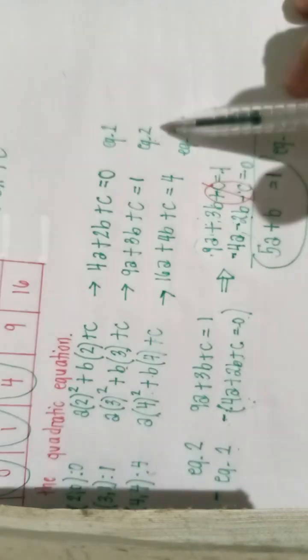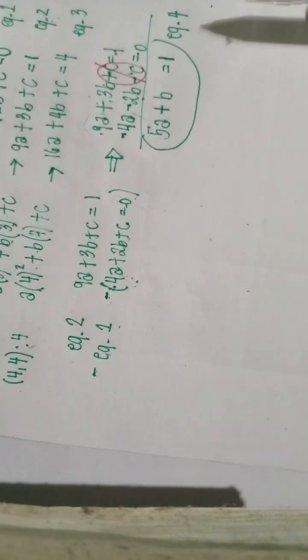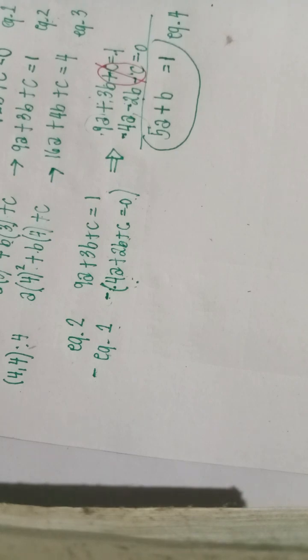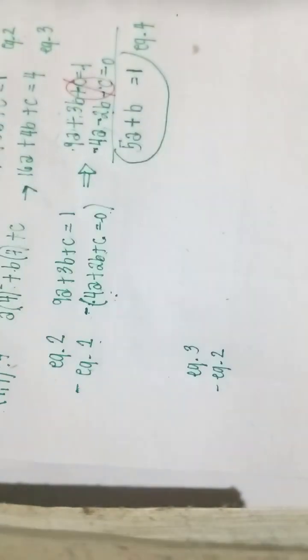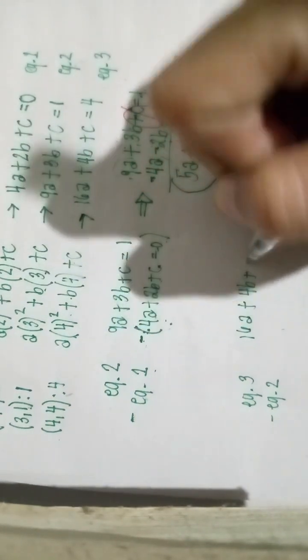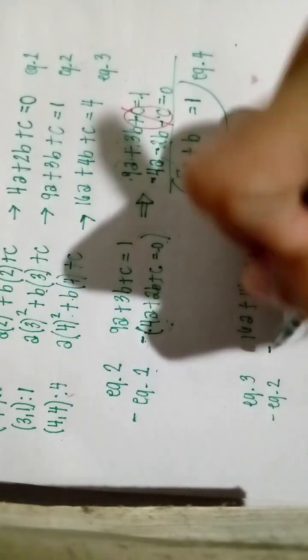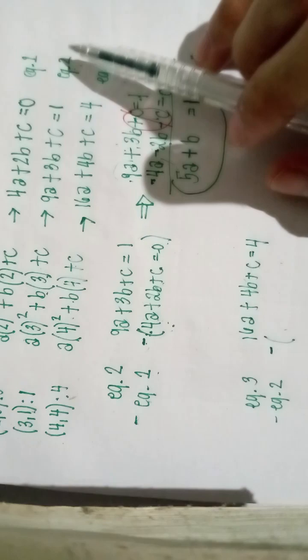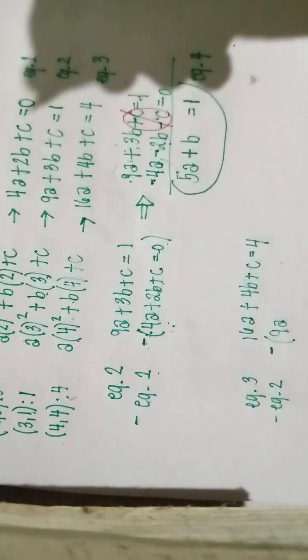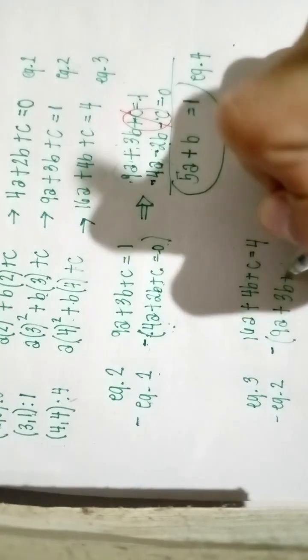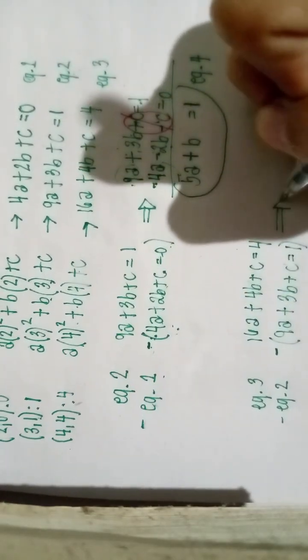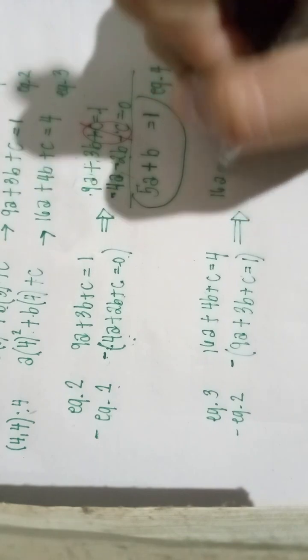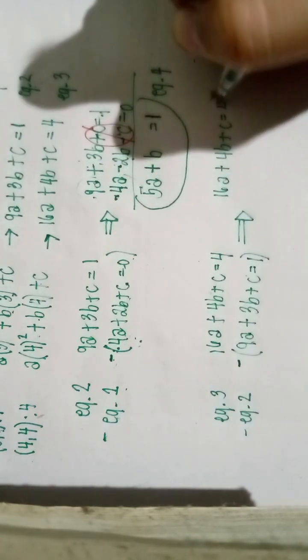And next is equation 3 minus equation 2, the same as equation 4, so that we can eliminate the next variable later. So we have equation 3 minus equation 2. For equation 3, copy it: 16a plus 4b plus c is equal to 4. And for equation 2, minus parentheses, put equation 2 in parentheses: 9a plus 3b plus c is equal to 1. And we write, for better understanding, 16a plus 4b plus c is equal to 4.